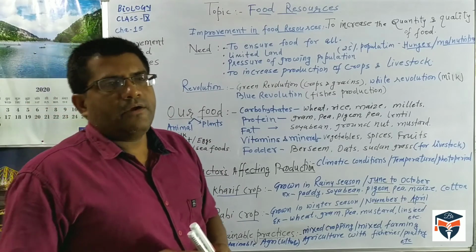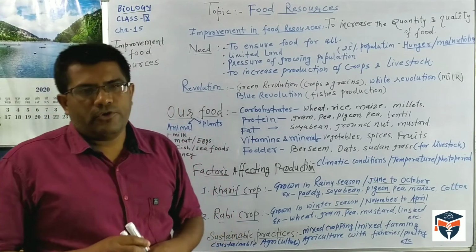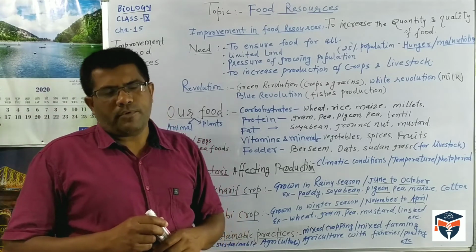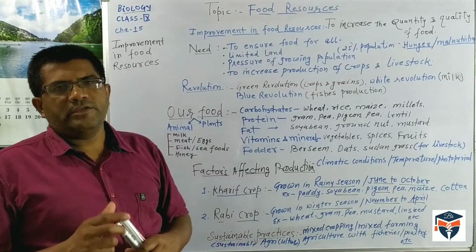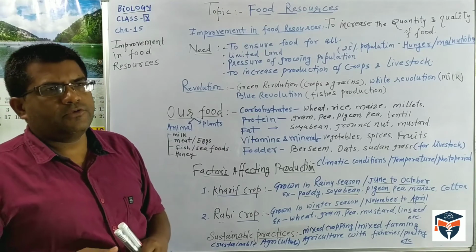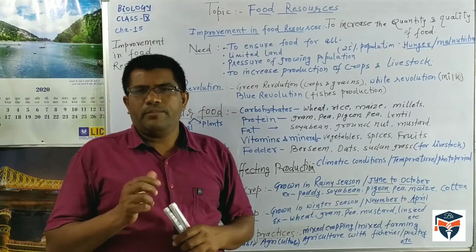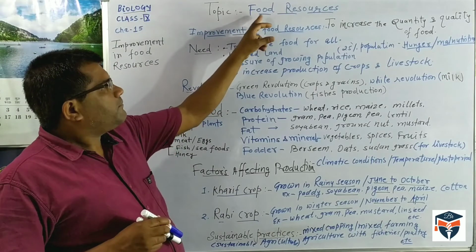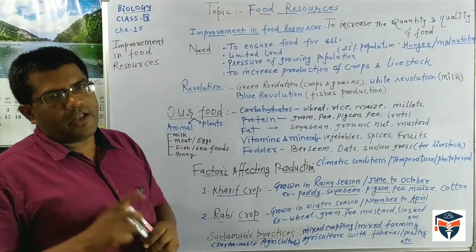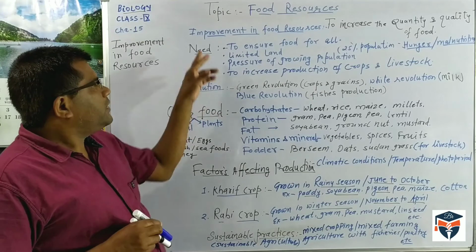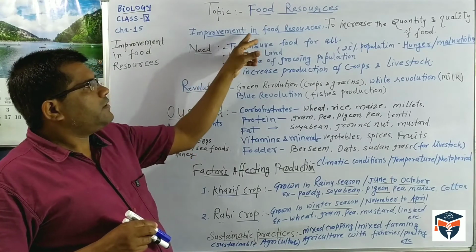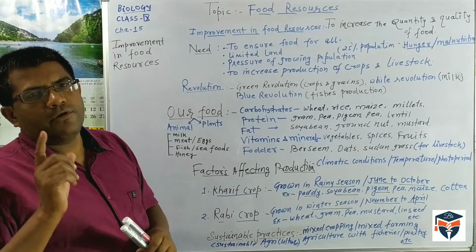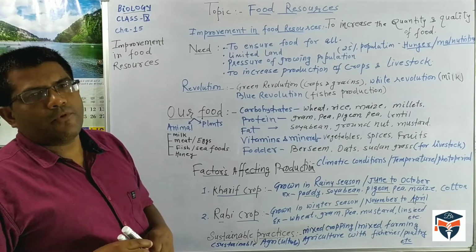As we know, our population is huge. Worldwide, if you see, population is more than 1.3 billion. So when population increases, the food requirement also increases. So there is a need for improvement in food resources to fulfill the demand of the growing population.